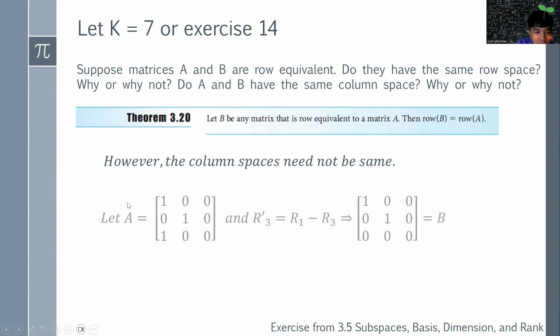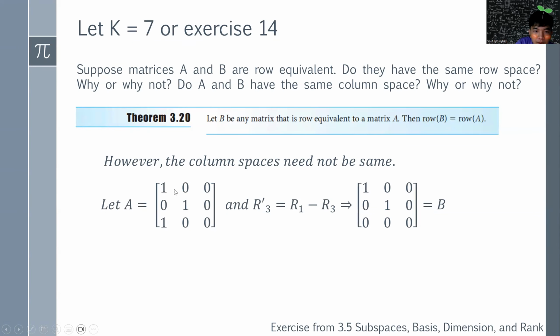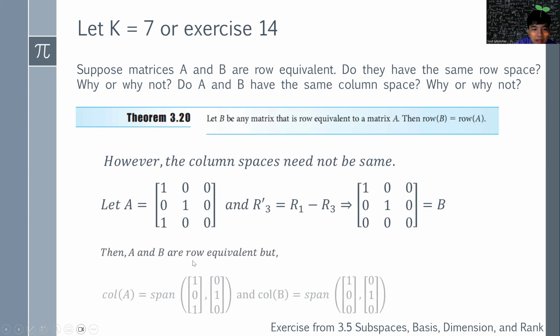Let me give you an example. Let A equal 1, 0, 0, 0, 1, 0, 1, 0, 0, 0. We add AR1 minus AR3 to the third row, so we come to 0. And we know that A and B are row equivalent. But the column space of A is spanned by 1, 0, 1 and 0, 1, 0, while B is 1, 0, 0, 0, 1, 0. It's the same here, but here it is not the same.